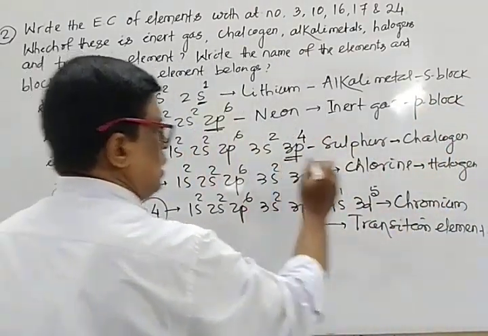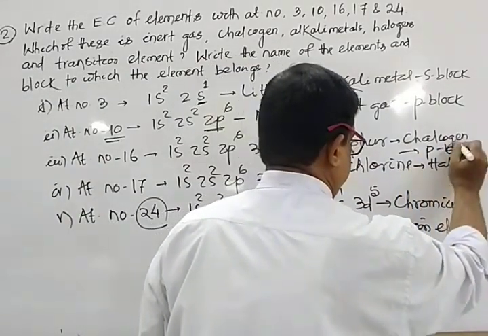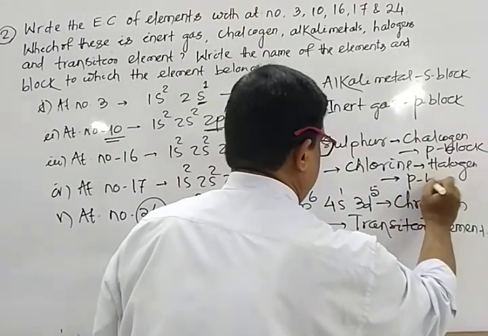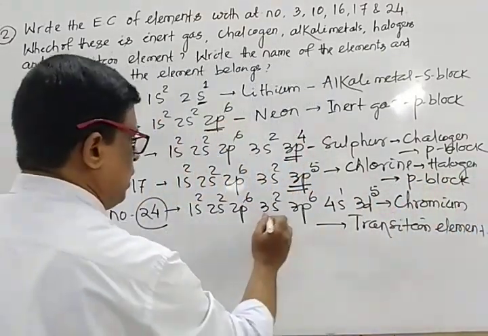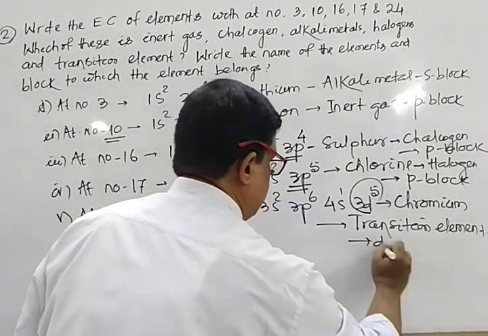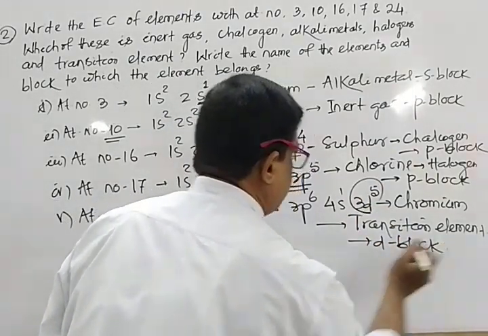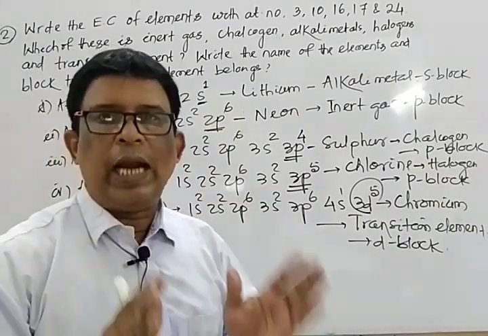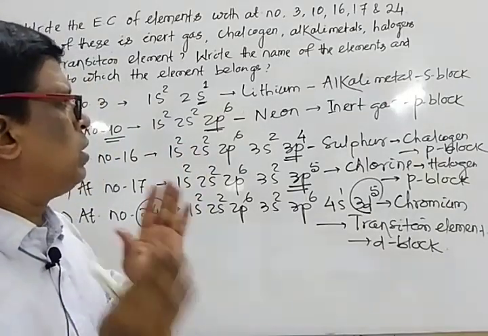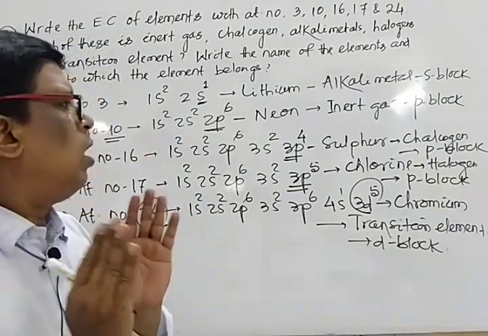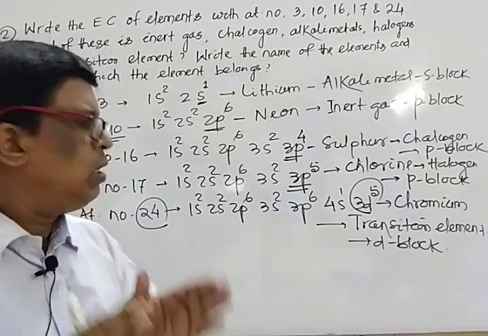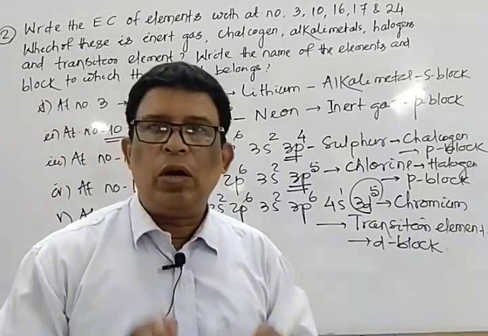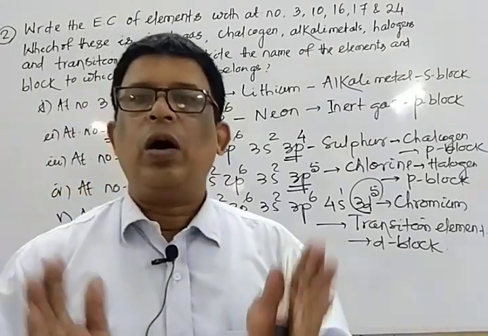This one receives the last electron, it is known as a P block. And this one also receives the last electron, it is known as a P block. And this one receives the last electron, it is known as a D block element. So first we solve the atomic number, next we write their name, next we represent whether they are alkali metal or inert gas or chalcogen or halogen or D block element, transition element. Last we predict whether they belong to S block or P block or D block.